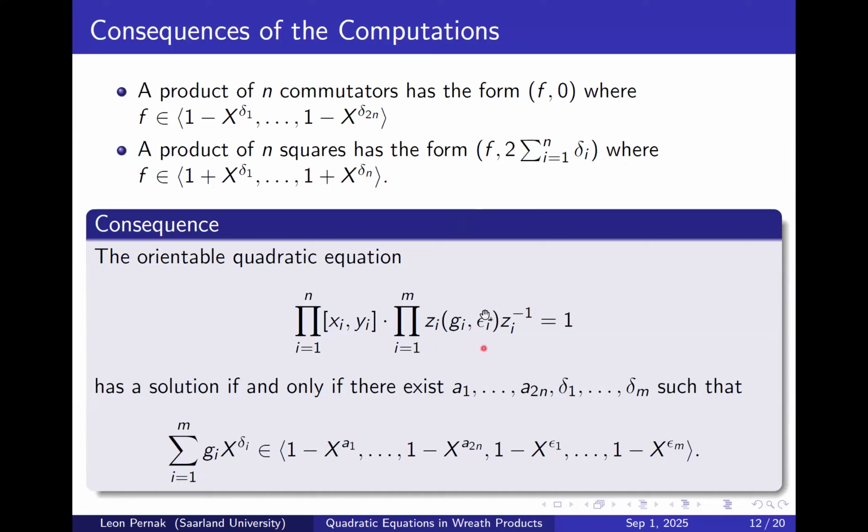And this should cancel out the shift of the g_i. In other words, f is now just an element in this ideal, and I'm asking to move the g_i x to the delta_i into this ideal.